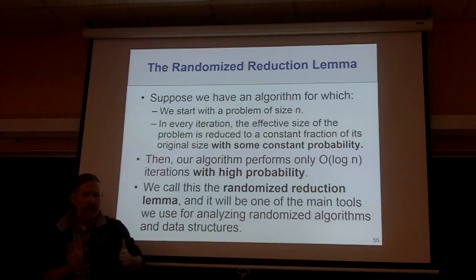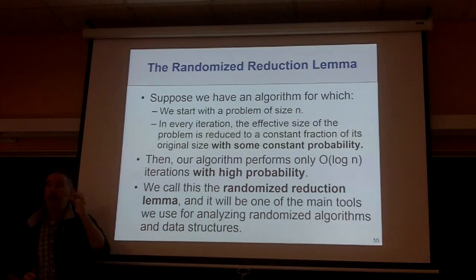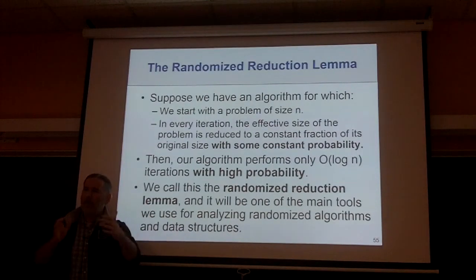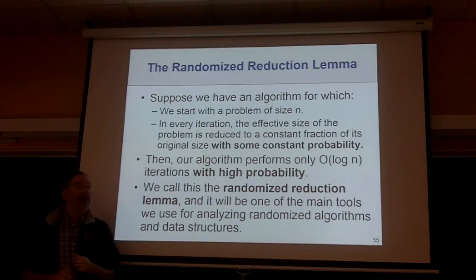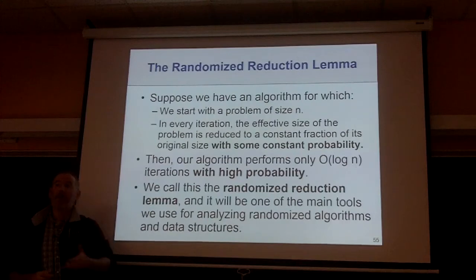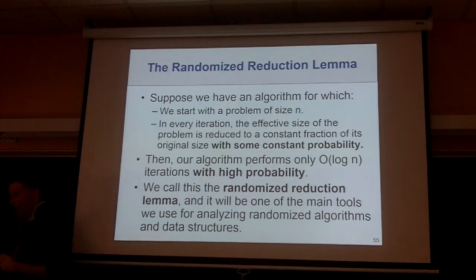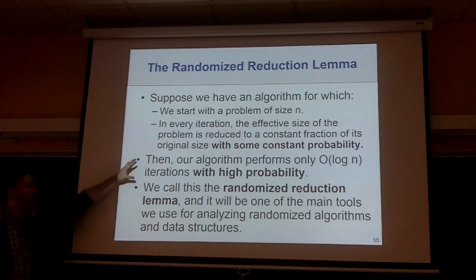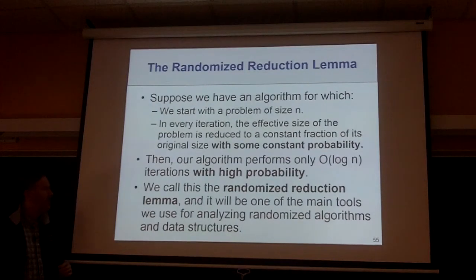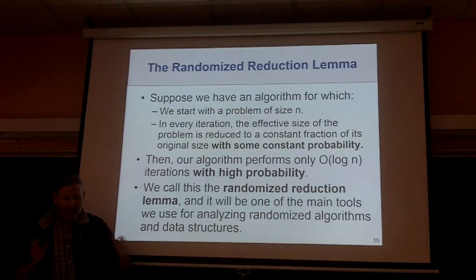Instead of always reducing the problem size by a constant fraction in each step, it has a constant probability of reducing the problem size by a constant fraction in each step. So maybe it reduces the problem size by half with 2/3 probability at each step. So there's at least some constant probability of a constant size reduction at each step of the algorithm. If that's the case, then you take only order log n iterations with high probability, and kind of intuitively that makes sense. Go back to the null path example.